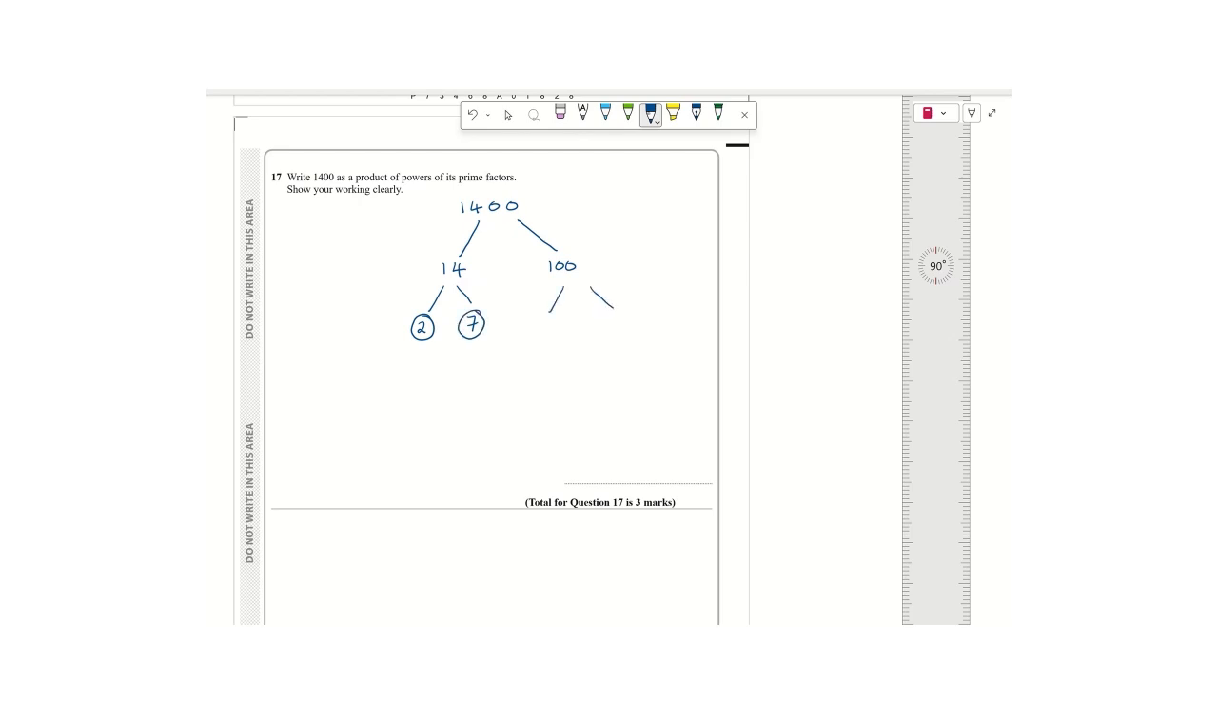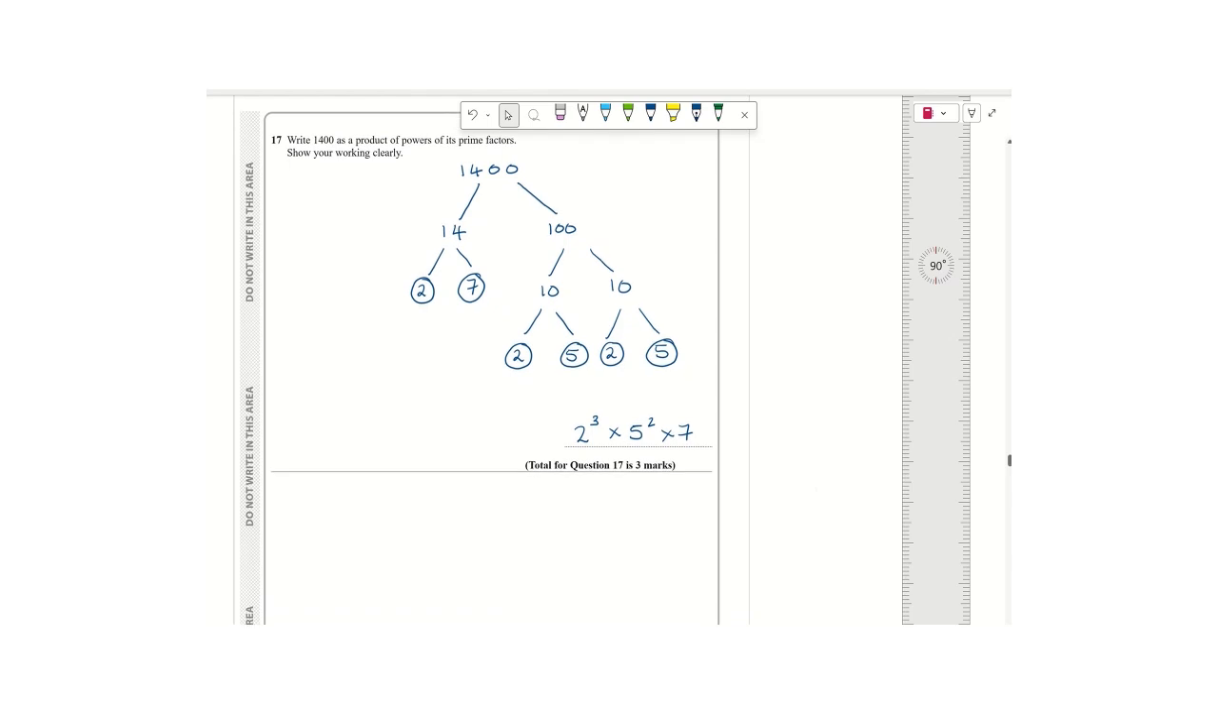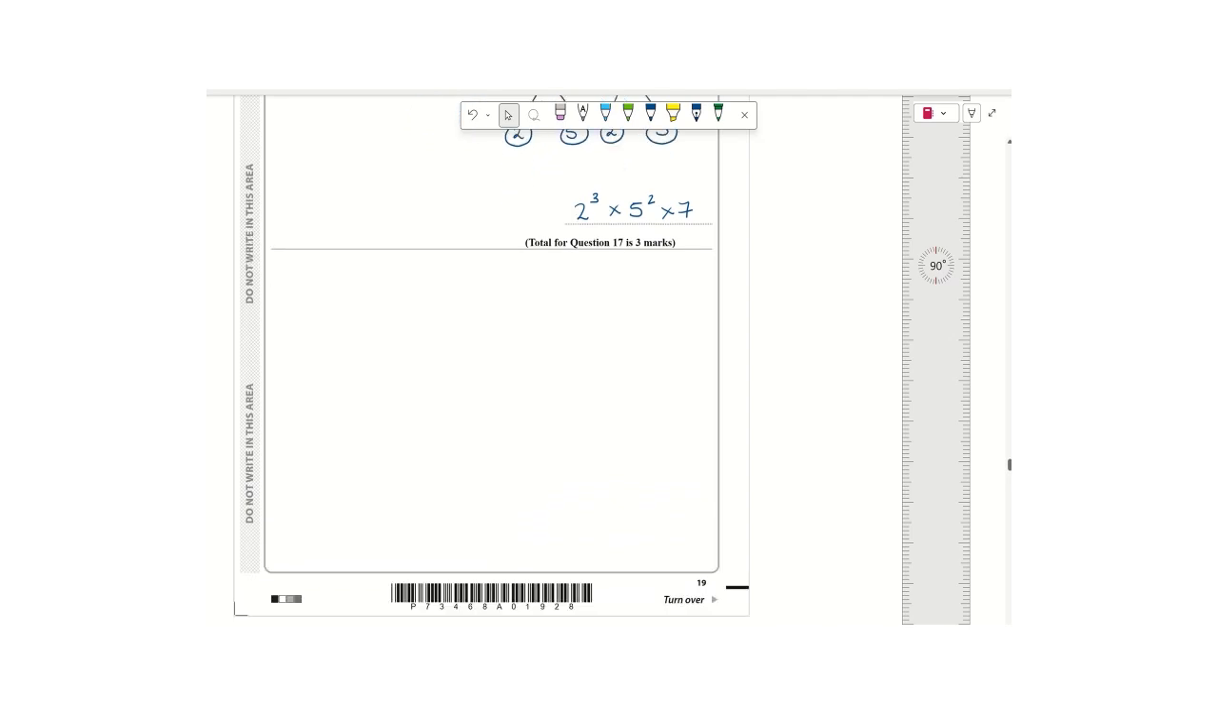100 I would do as 10 times 10. You could do others, but 10 times 10 is a good one. 10 is then 2 times 5, which are prime, and 10 is 2 times 5, which is prime. So I've got 1, 2, 3 2s, so that's 2 to the power 3, 2 5s, so 5 squared, and then times 7. There are trees that will look different that will still give you the same answer, so it doesn't matter if you didn't start the same way. But if you do 2 and 700 as your start, you'll get a very wonky tree, which just takes up more space, that's all.